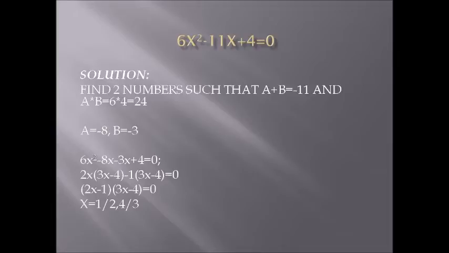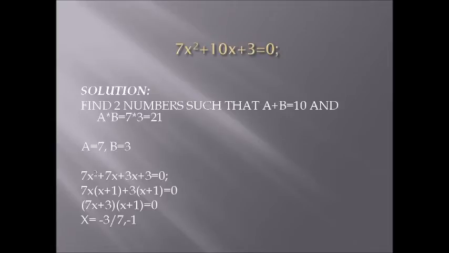So the two numbers are a equal to minus 8 and b equal to minus 3. So we have to split the middle term, that is minus 11x is to be written as minus 8x minus 3x, and then we can solve to get the value of x. So this is the technique used to solve the quadratic equations.